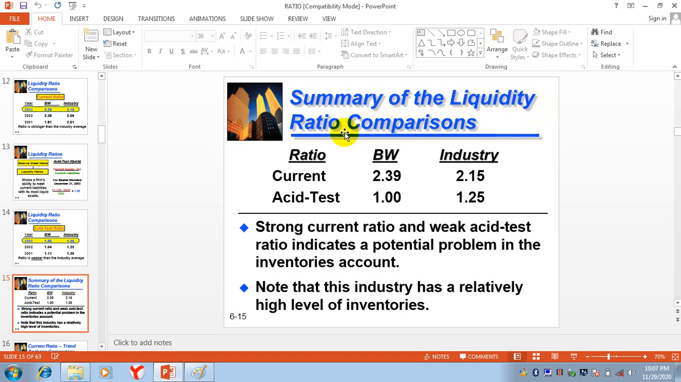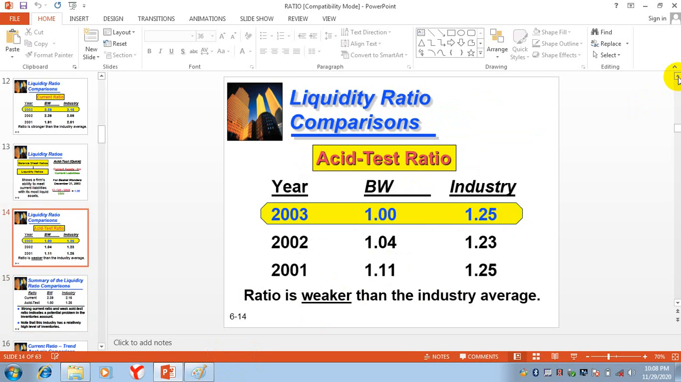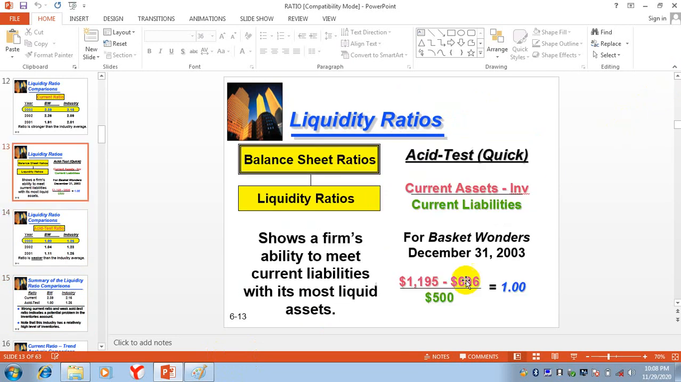Now the summary of the liquidity ratios. See our current ratio, it is about 2.39 and 2.15. But our acid test ratio is 1 and the industry is above us. A strong current ratio and weak acid test ratio indicates a potential problem in the inventories account. Why is our current ratio high and our acid test ratio weak? Because the problem is in the inventory. Our inventory is too high. See, 696, it is too high.